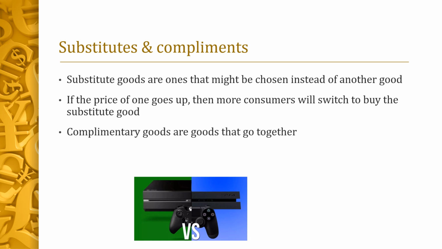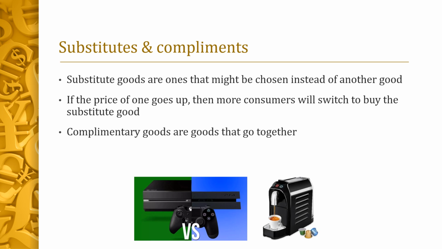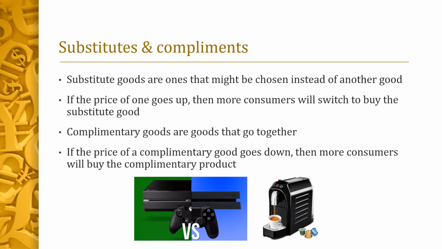Complementary goods are goods that go together. For instance, this coffee maker and the coffee pods that go in it. If the price of a complementary good goes down, then more consumers will buy the complementary product. So if the price of the coffee maker goes down, then more people will buy the coffee pods that go inside the coffee makers.